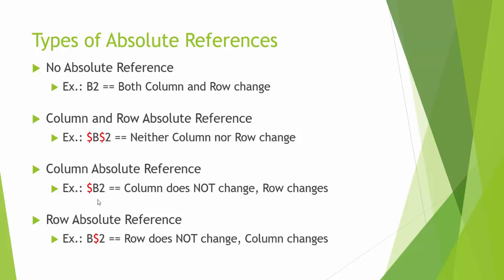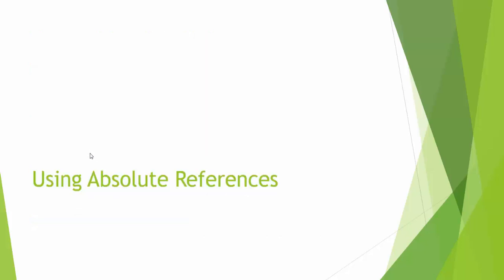If you want just the column absolute reference, you put the $ sign just in front of the column, so the column will never change, but the row will. And correspondingly, if we put the $ sign in front of the row, that's a row absolute reference, so the row will not change, but the column does. Primarily the one you'll use is the column and row reference, so we'll take a look at how that works.